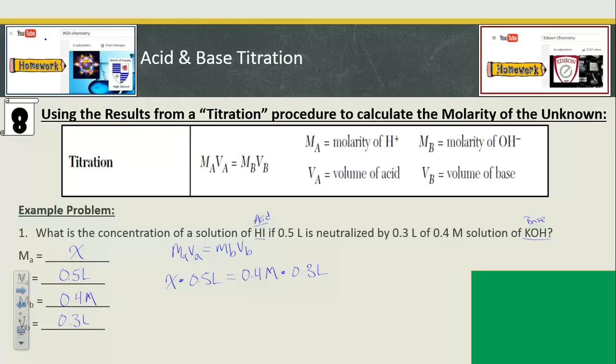So the math that you come up with is going to be 0.5 x = 0.12, and then you divide both sides by 0.5, and then X is going to equal the concentration of the acid. Let me see if I did this right. 0.4 times 0.3. Yes, divided by 0.5. And so the concentration of the acid is going to be 0.24 capital M for molarity. And that is the easy math, quick math that you got to do for titrations.